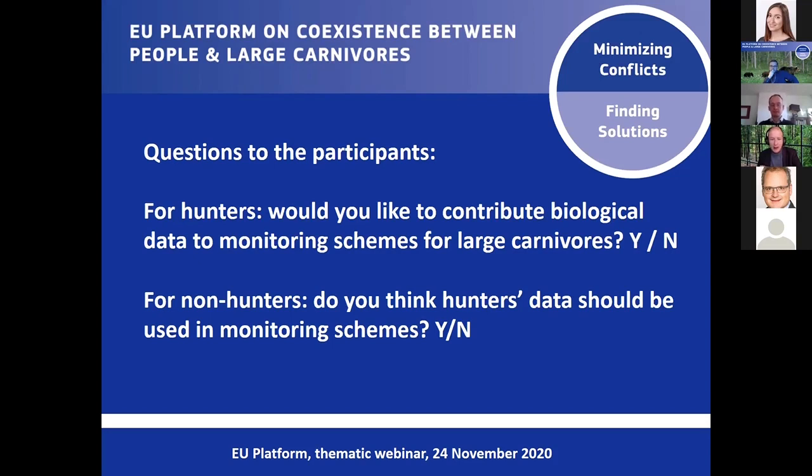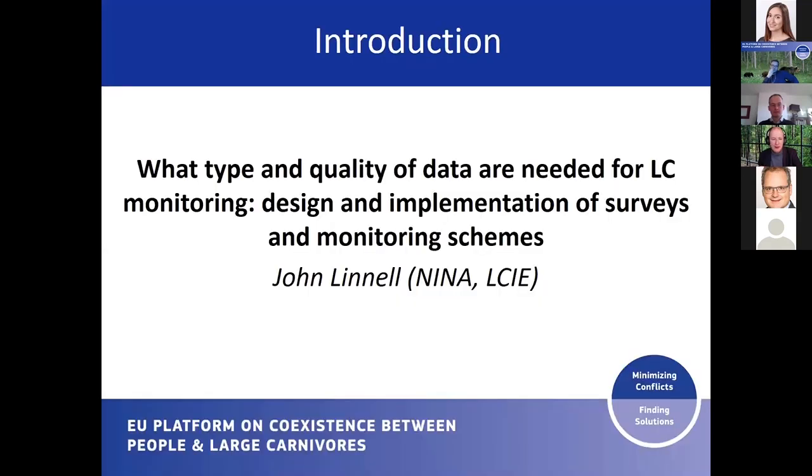Okay, let's start the real work. The first person I would like to introduce to you is John Linnell. He currently works at the Department of Terrestrial Ecology of the Norwegian Institute for Nature Research. John conducts interdisciplinary research on the interactions between humans and wildlife with a view to promoting coexistence. He's a very active member of the Large Carnivore Initiative for Europe, and he's going to present what type and quality of data are needed for large carnivore monitoring, the design and implementation of surveys and monitoring schemes. John, the floor is yours.